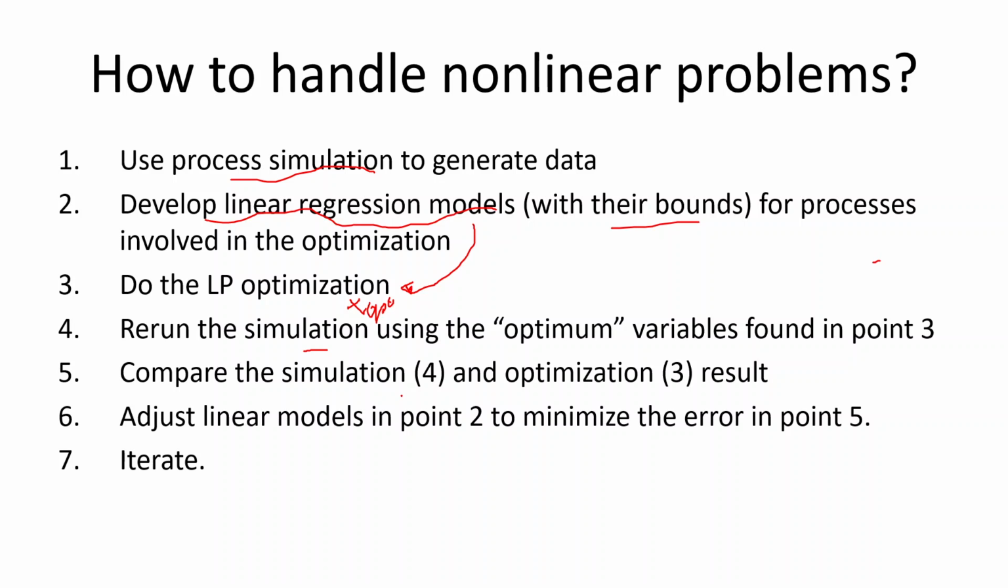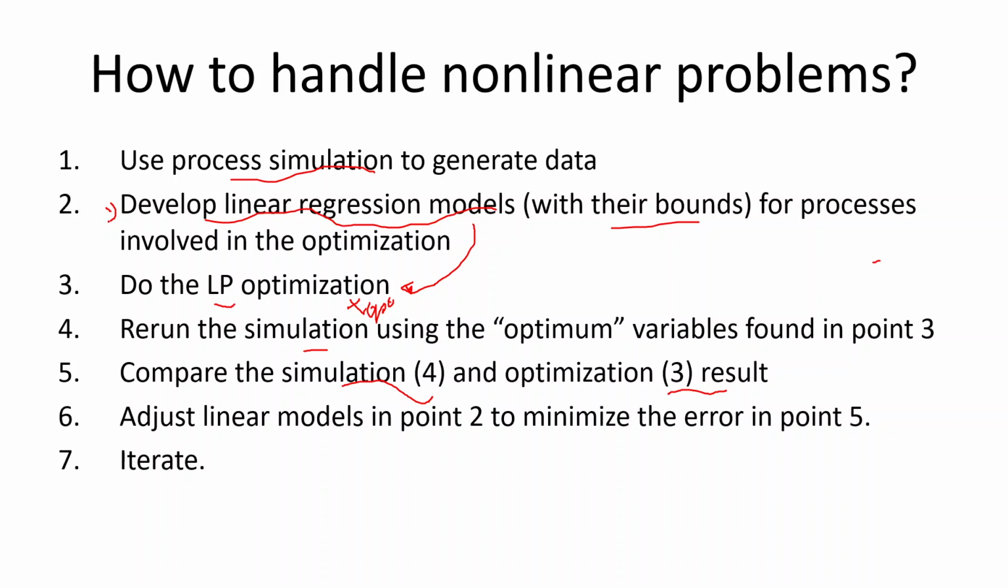You can simply compare the results of that simulation with the optimization results, right? The difference between the simulation results and the optimization results is the difference between your process simulation model and how representative the linear model that you have developed is. Okay. And if it is bigger than a certain criterion that you have selected for yourself, then you can adjust the linear model in point 2 here.